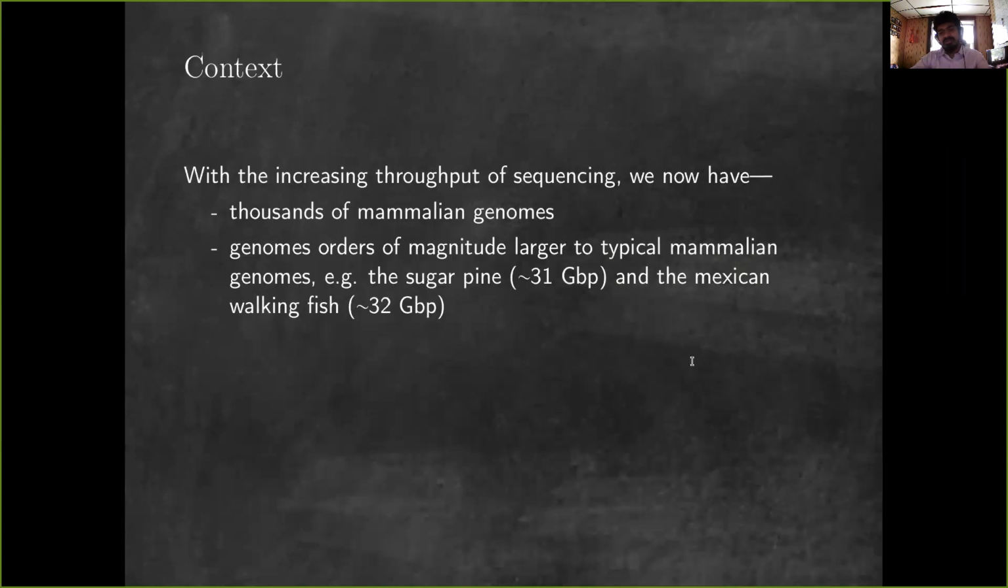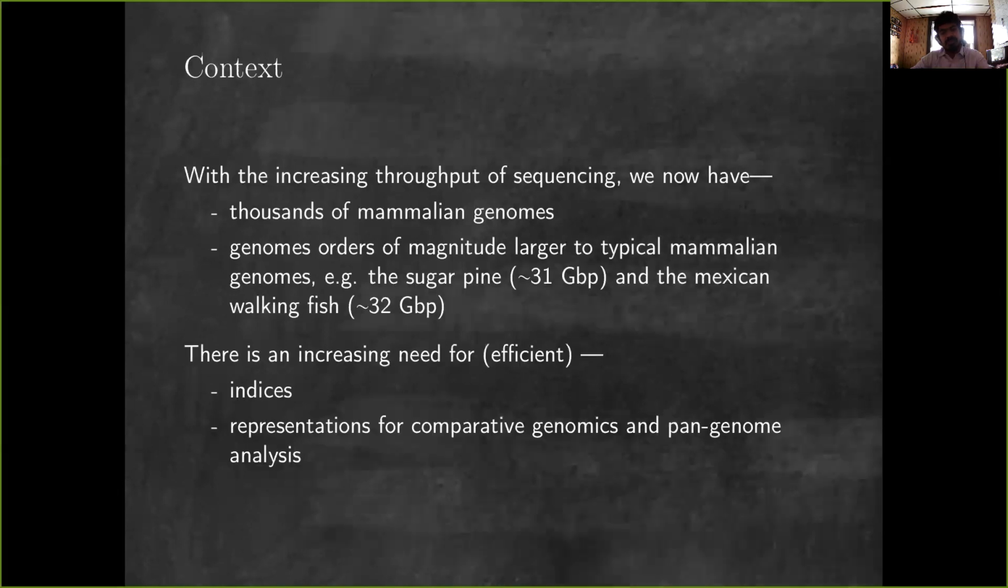To provide some context behind the research, with modern high-throughput sequencing, today we have thousands of assembled genome sequences, up to mammalian sized. We also have successfully assembled genomes that are orders of magnitude larger than the typical mammalian genome. As a result, there is an increasing need of efficient sequence indices to align short and long reads to these reference sequences. We also need efficient representational data structures for these references to perform comparative genomics and pangenome analysis. Thus, compact representations of whole genome reference collections are of acute interest in bioinformatics today.